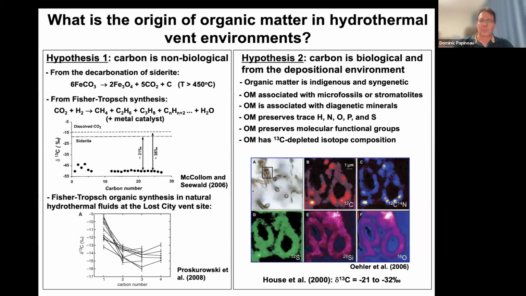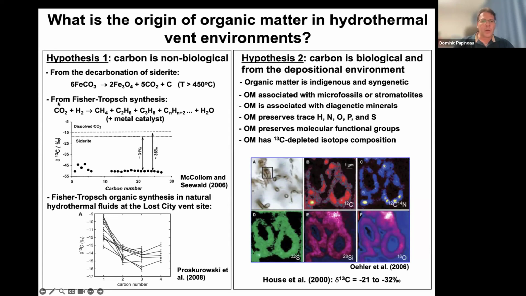And there's usually two competing hypotheses. The first hypothesis is that the carbon is non-biological, whereby it could come from potentially the decarbonation of carbonate minerals, and you can see the chemical reaction here that's been proposed. But this usually tends to occur at temperatures that are relatively high, typically more than 450 degrees Celsius, which is significantly higher than the hottest black smokers that we know of, which are about 370 degrees Celsius or so.